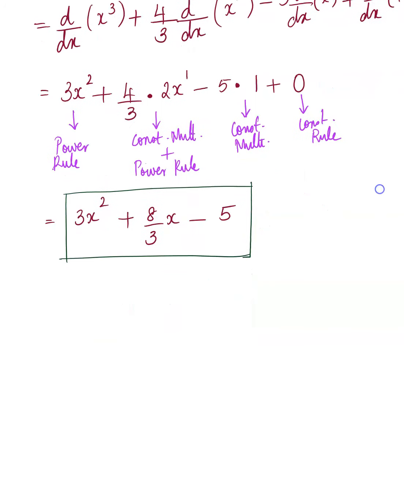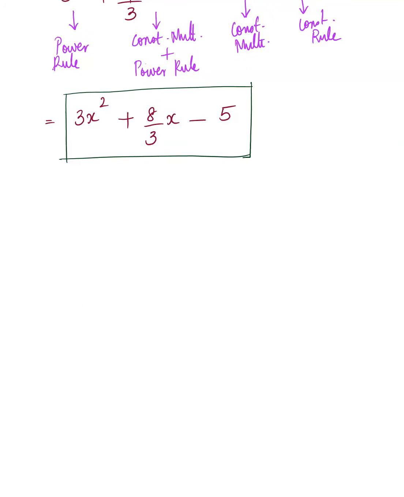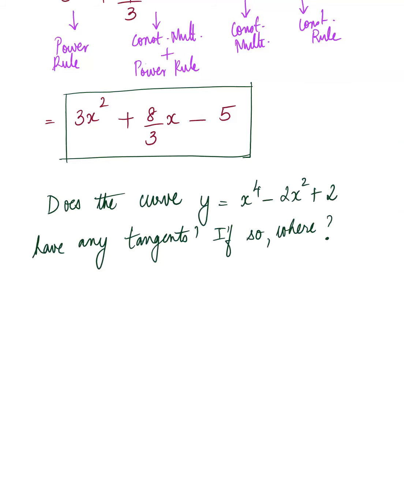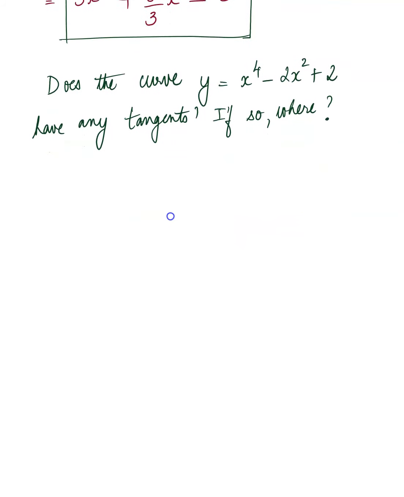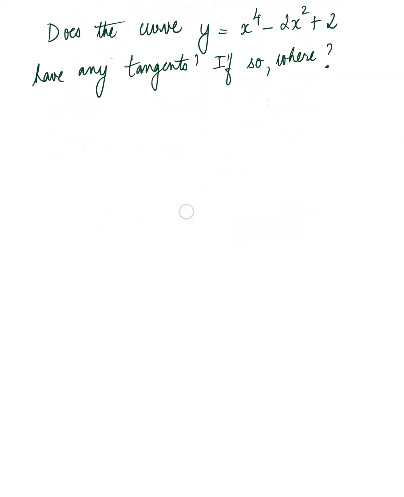Okay, here comes the next question that is more of a critical thinking style. So let's say, does the curve y equals x power 4 minus 2x squared plus 2 have any horizontal tangents? If so, where? I want you to think about this. x power 4 minus 2x squared plus 2 clearly is a polynomial. So that means it's continuous. It's a curve. And we're saying, do you know if there are any tangents?